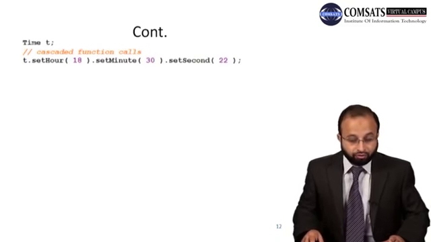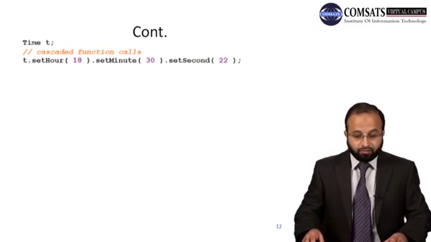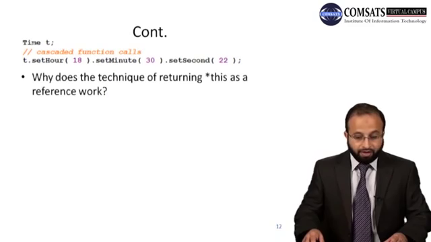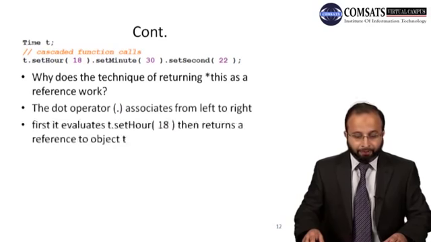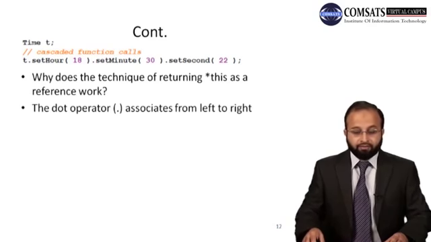Let's go through it once again. This is our cascading function call using the this pointer internally. So why does the technique of returning *this as a reference work? Why not this? Now it is very clear that we have to return the object by reference, not the pointer by reference. The dot operator associates from left to right.